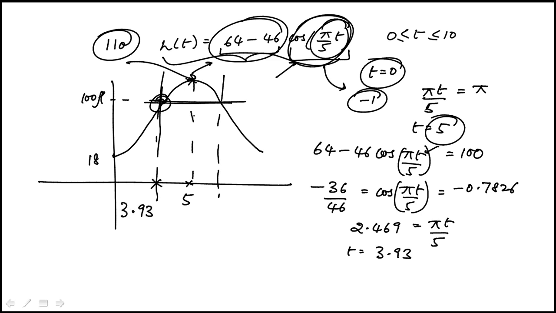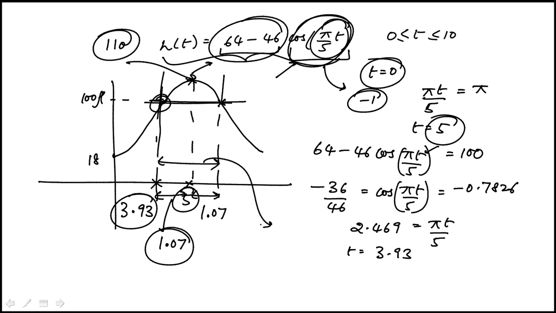Now this function is symmetric, which means that the distance between the midpoint and the point at which it reaches the height of 100 feet is 1.07. That's the difference between 5 and 3.93. It's going to happen the same distance on the other side, another 1.07, where it's going down. So the total time would be twice that number. So 2 times 1.07, which is 2.14 minutes. And that's the answer.